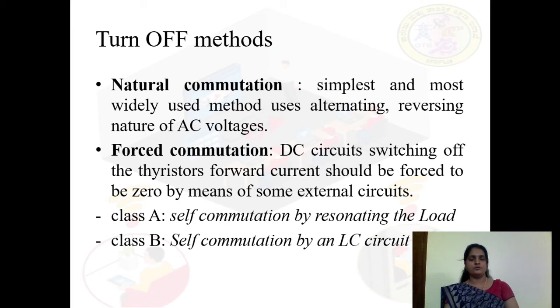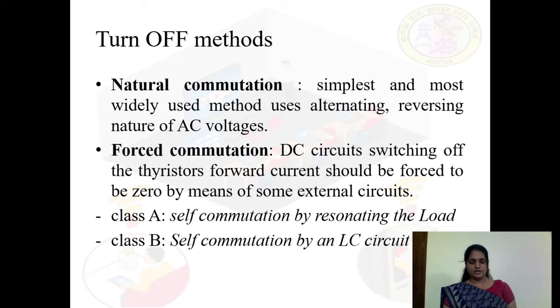Natural commutation is the simplest and most widely used method, which uses the alternating and reverse nature of the AC voltages to affect the current transfer. In an AC circuit, current always passes through zero every cycle.